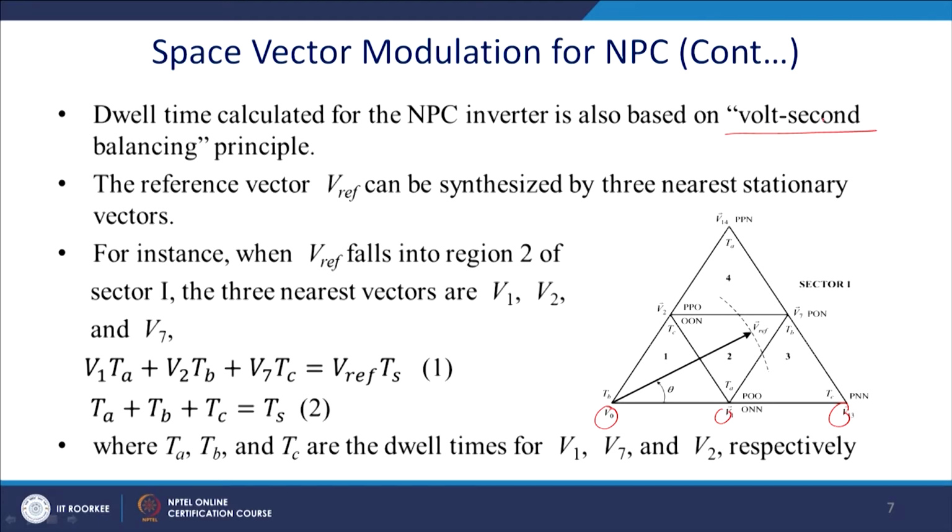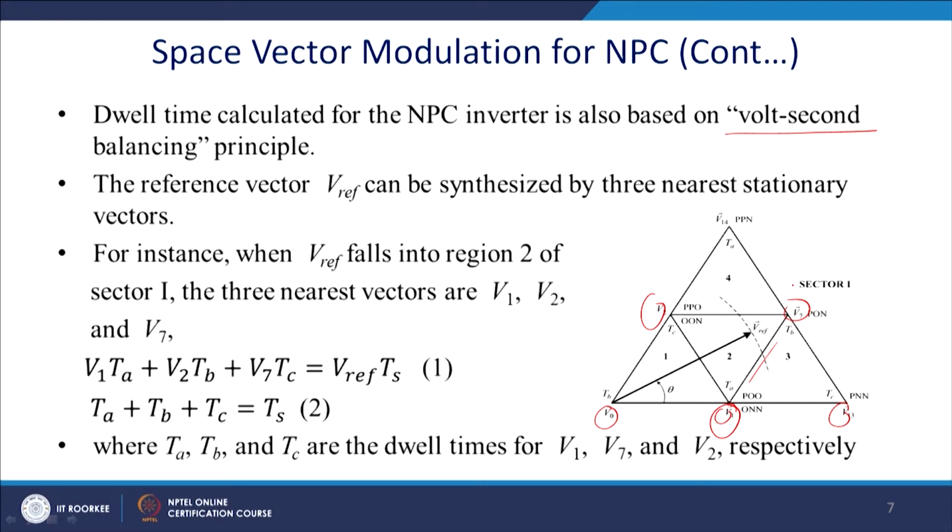The reference vector Vref can be synthesized by the nearest stationary vectors. These are the nearest stationary vectors, and for instance Vref falls in region 2 of sector 1. The nearest vectors that will be used to synthesize this vector are V1, V2 and V7. So, this vector is V7.